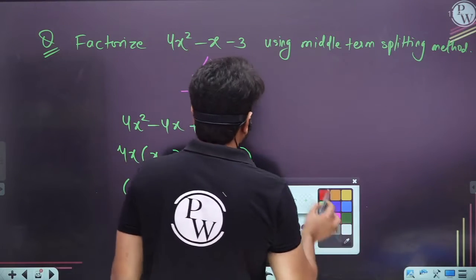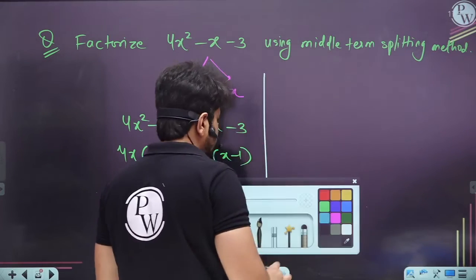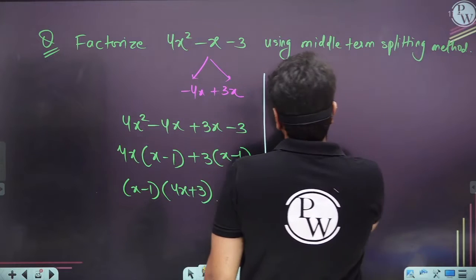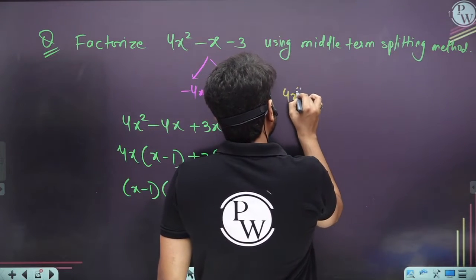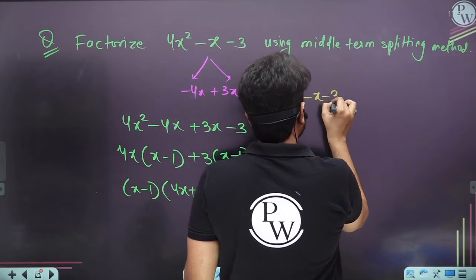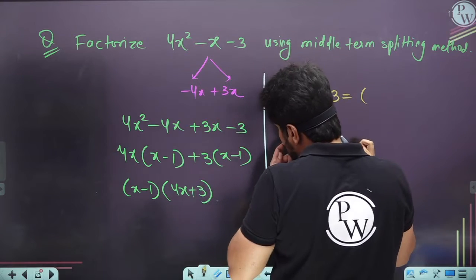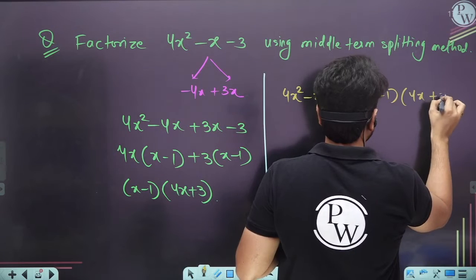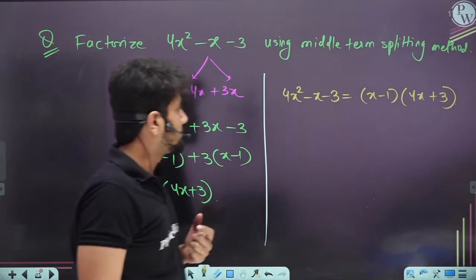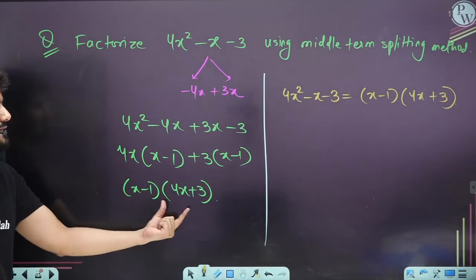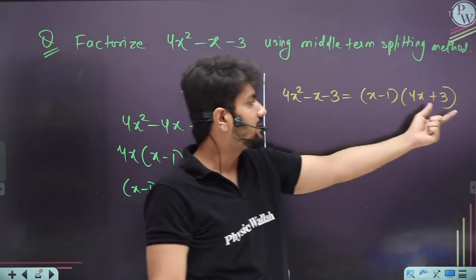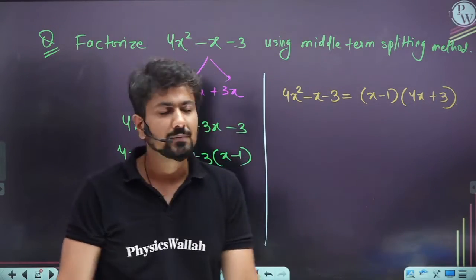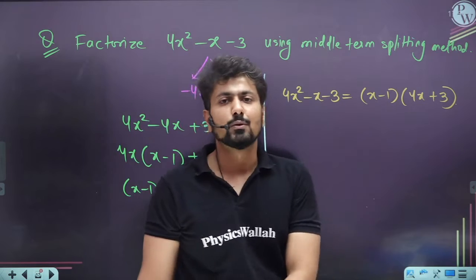Now what I want you to learn from this basic example. See guys, factorization means if I say that its factors are x minus 1 and 4x plus 3, these are the factors. I have factorized this. I have seen that these are the two factors of this expression. X minus 1 times 4x plus 3.